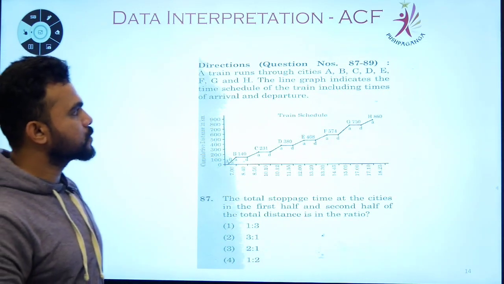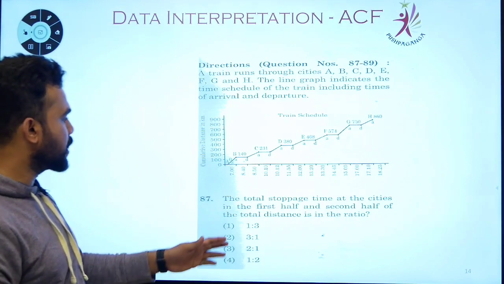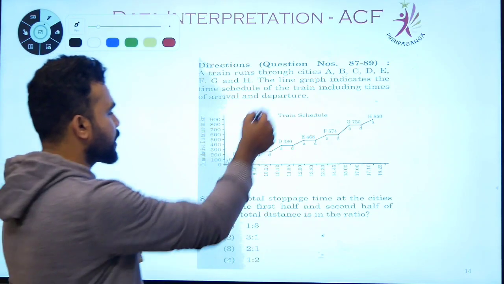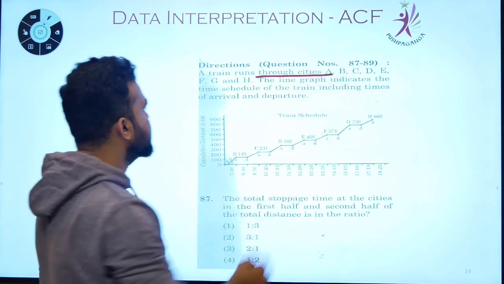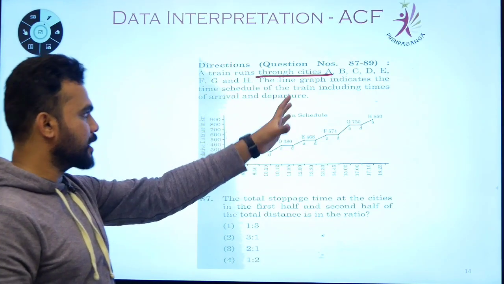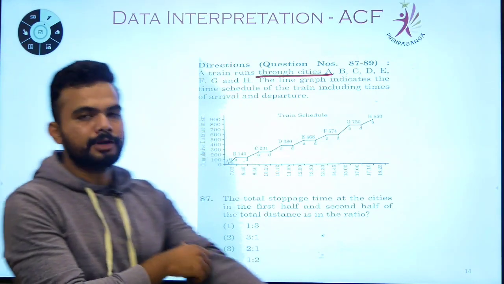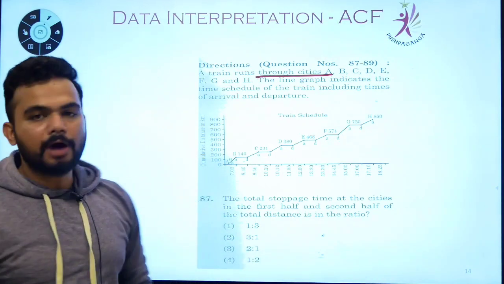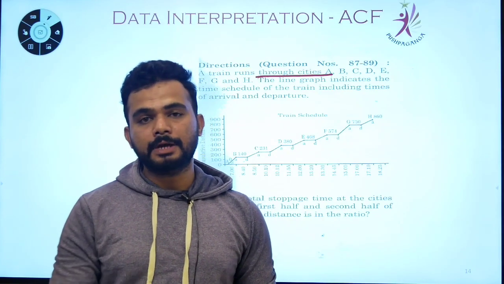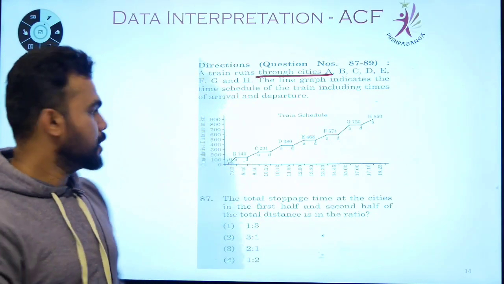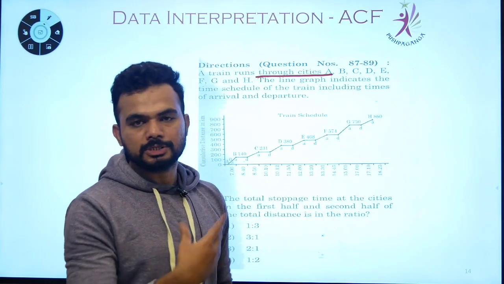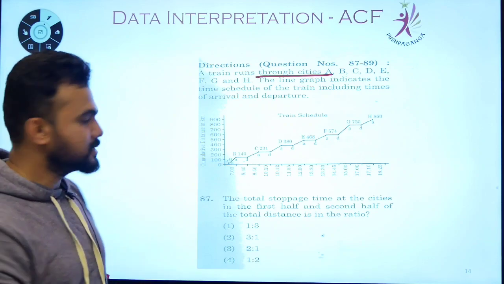Here are questions 87 to 89. He speaks about different trains, a train that runs through cities A, B, C, D, E, F, G and H. The questions are based on the line graph, which indicates the time schedule of the train, including times of arrival and departure. Arrival is when the train comes to a station, and departure is the train going out of the station. So he has given the time slots at which the train comes to a station and what time it departs from the station.